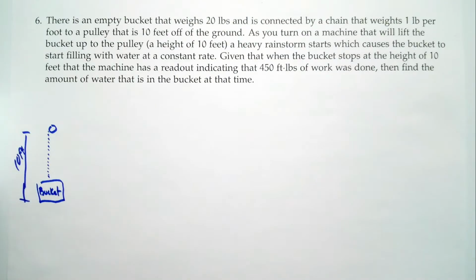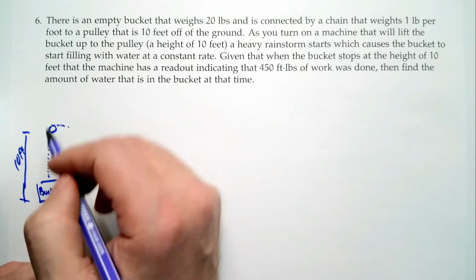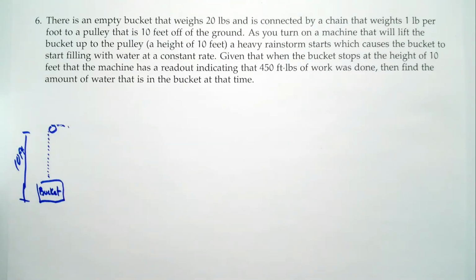As you turn on a machine that will lift the bucket up to the pulley, the bucket's going to be moved up 10 feet. A heavy rainstorm starts, which causes the bucket to start filling with water at a constant rate. Now, given that when the bucket stops at the height of 10 feet, the machine has a readout indicating that 450 foot-pounds of work was done, find the amount of water that is in the bucket at that time. So this is sort of a different problem. See, here, we don't have to find the work.